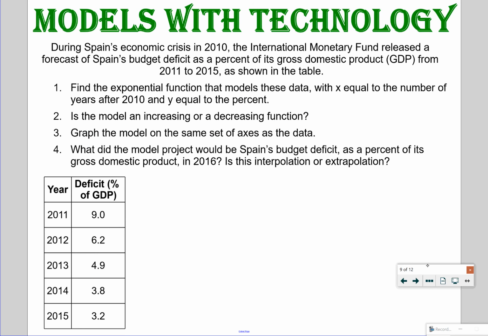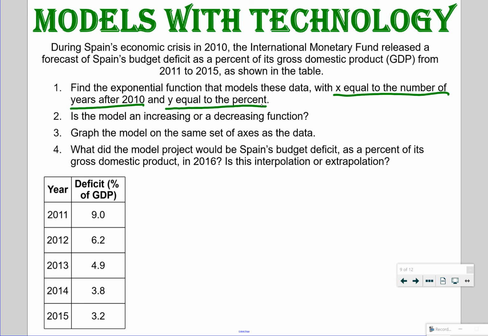All right, so let's look at some models with technology now. This says, during Spain's economic crisis in 2010, the International Monetary Fund released a forecast of Spain's budget deficit as a percent of its gross domestic product, GDP, from 2011 to 2015, and that's shown in the table below. We're going to find an exponential function that models this data, and where x is equal to, let's underline what's important here, what our variables represent, the years after 2010, and y is equal to the percent, the GDP.